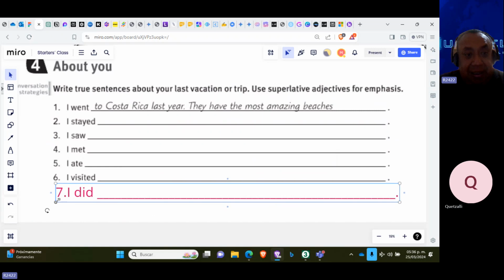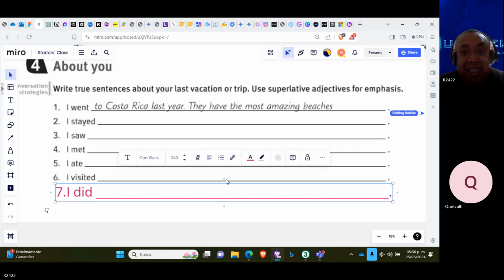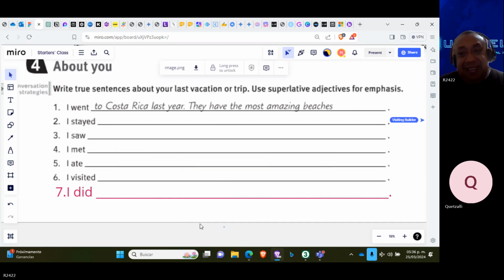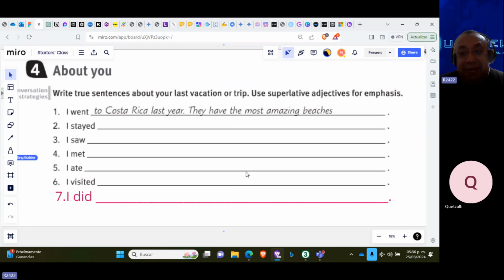For example, remember, you have to use superlatives in order to emphasize the idea. Very good. Okay. But we're going to say, I stayed at the most expensive hotel, or I stayed at the most wonderful hostel in the town.